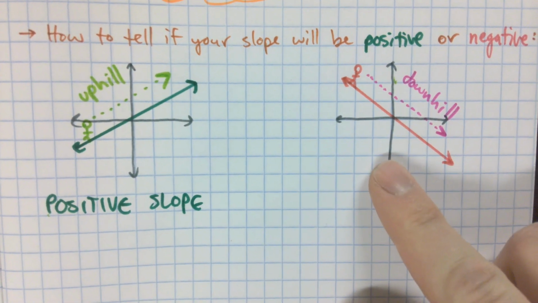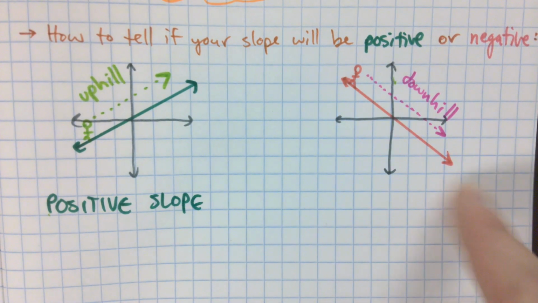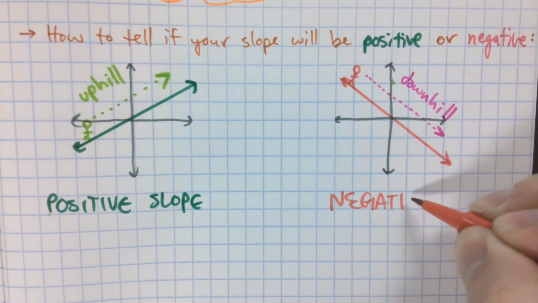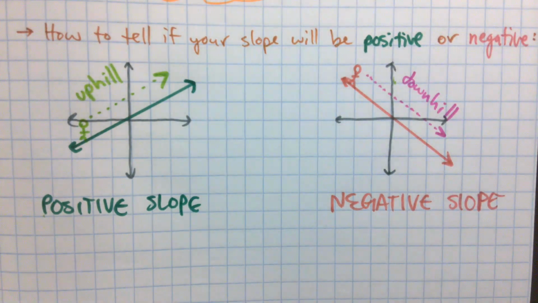So when we have a line where our little stick person, good morning Ashley, is walking downhill from left to right, that's going to give us a negative slope. Thank you.